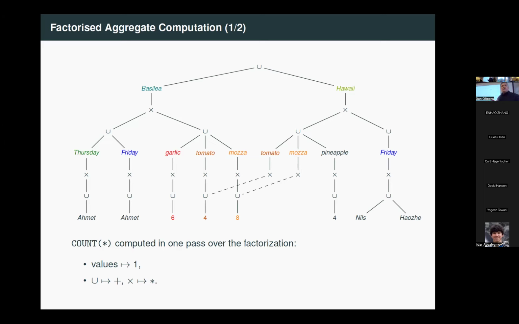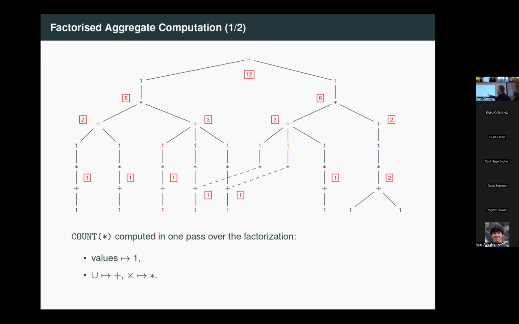All I can do is to change the semi-ring to have a sum-product semi-ring where the elements now, these values that were here, I map them to 1 because I just want to count. And if I do this, then as I said, every product becomes a multiplication of numbers, every union becomes a plus, the numbers become 1 everywhere, and I run bottom up on this and I just do the operations. And then I get the exact count. So the count now can be done in one pass over this representation.